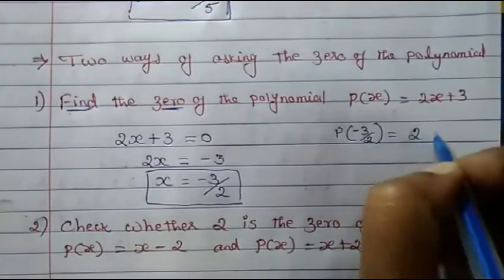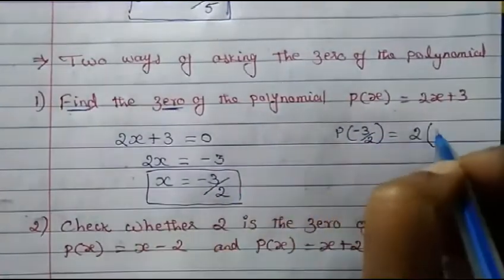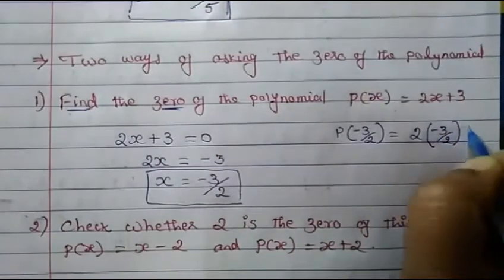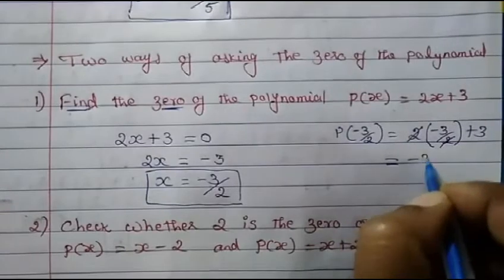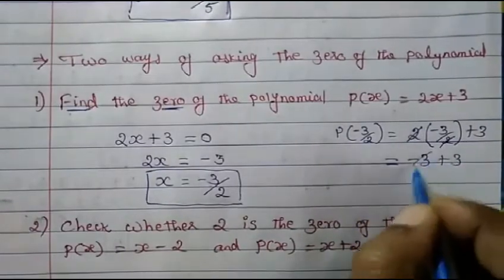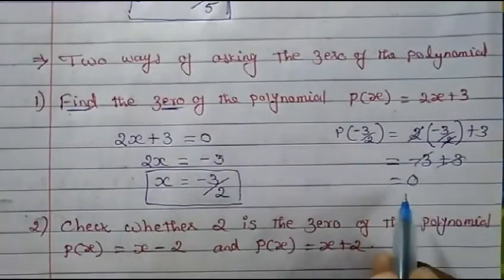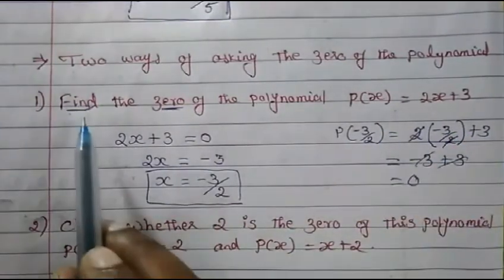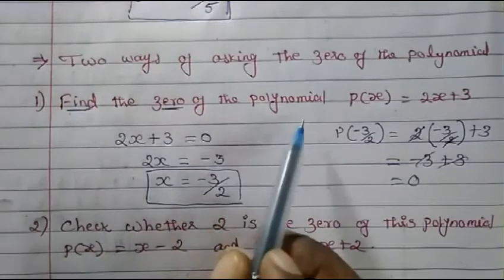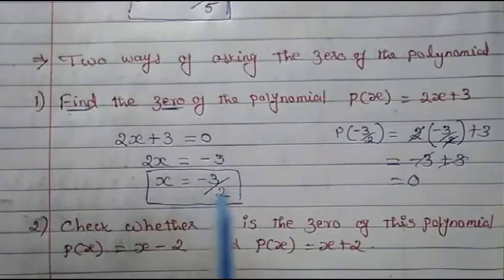So put 2 in the place of x: minus 3 upon 2 plus 3. So the 2 gets cancelled, and we have minus 3 and plus 3. So this also will get cancelled, and we get 0. So you don't need to do this. If the question asks you to find the 0 of the polynomial, you just have to find it like this.